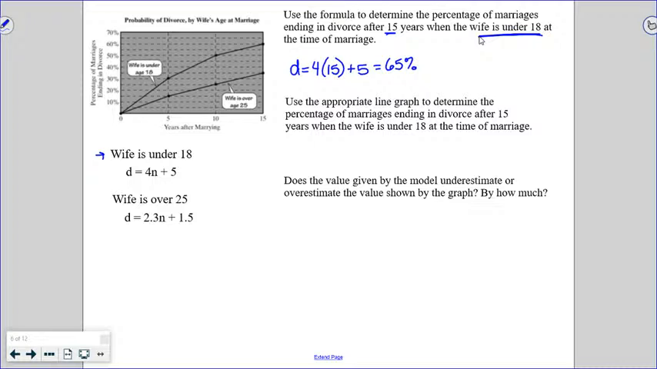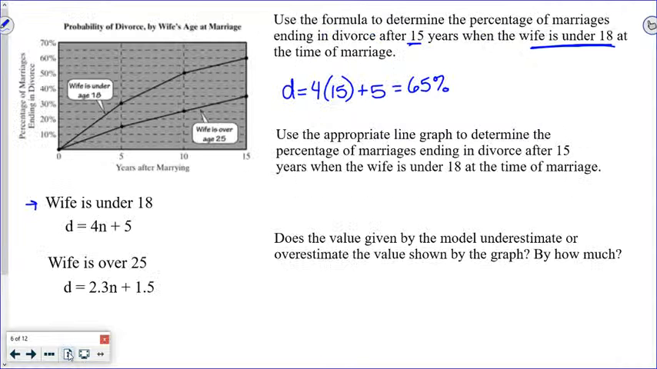Use the appropriate line graph to determine the percentage of marriages ending in divorce after 15 years when the wife is under 18. Let me see if I can make this a little bit bigger for us here. Wife is under 18 is going to be this top line. After 15 years, so this is 5 years, 10 years, 15. If I follow that up, it would be this dot right here, which looks like 60%. That's what the data told us.